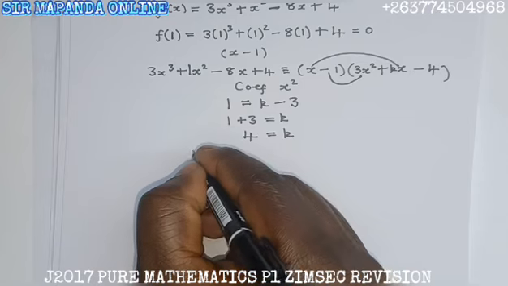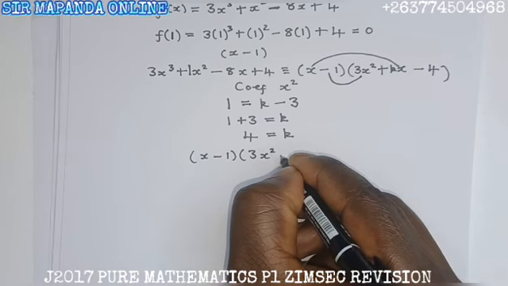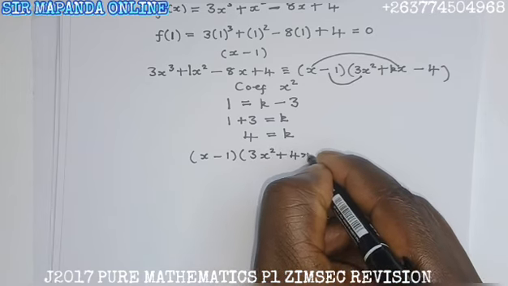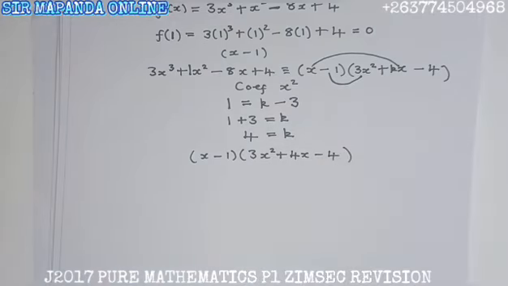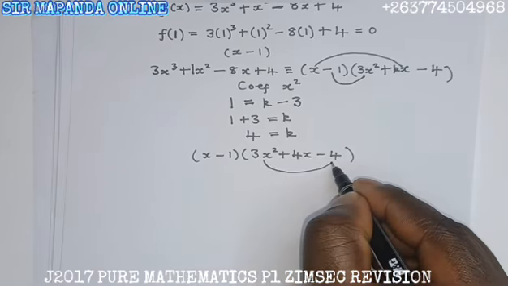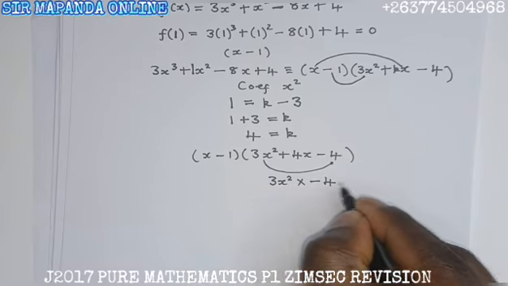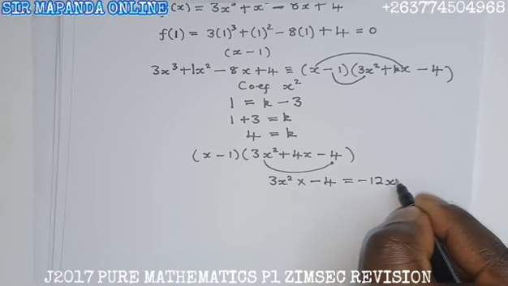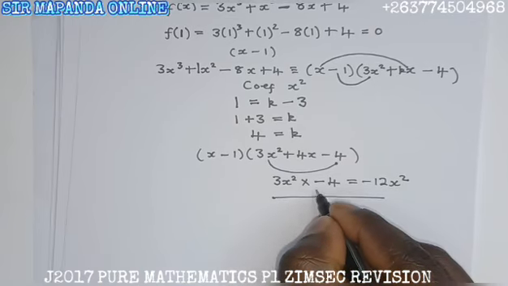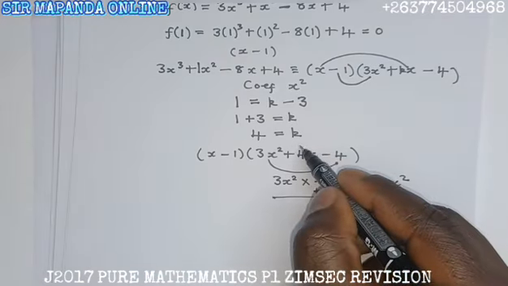So you now have x minus 1, then 3x squared plus 4x minus 4. This second bracket is going to produce 2 more brackets for you to factorize it completely. To factorize this quadratic, you multiply the first term with the last term. 3x squared times minus 4, you get minus 12x squared. Then you find 2 factors of minus 12 which give you a sum or a difference of plus 4.